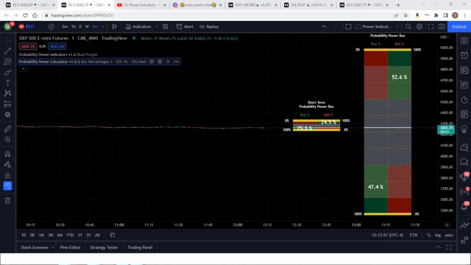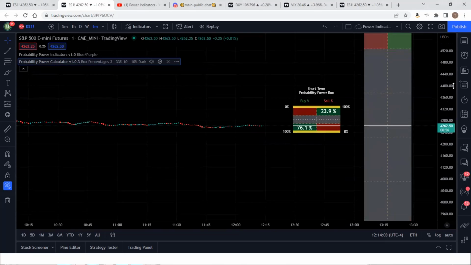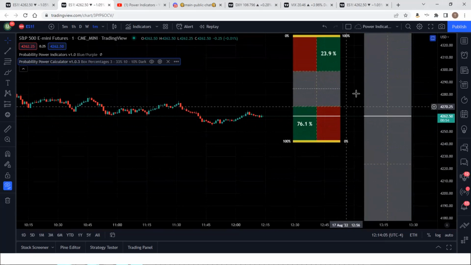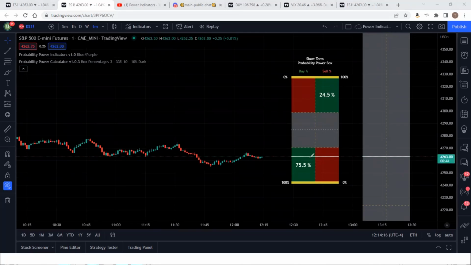So we're in a 50-50 zone right now, long term on the ES. Now, if I zoom in on the short term probability calculator, and again, this is primarily used for day trading. So this is saying with the price here on the ES, there's a 75% chance of a long and a 23% chance of a short from the prices here, okay? So that's how you use the box.